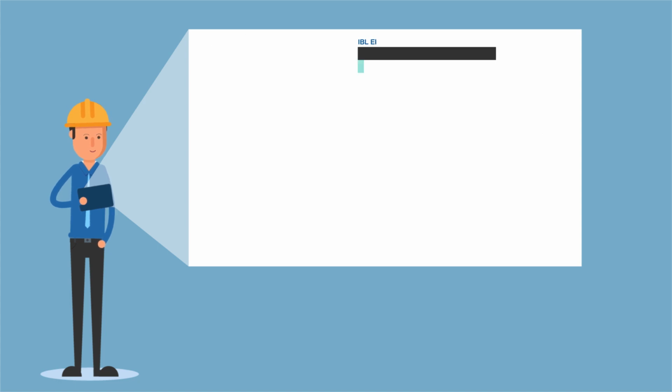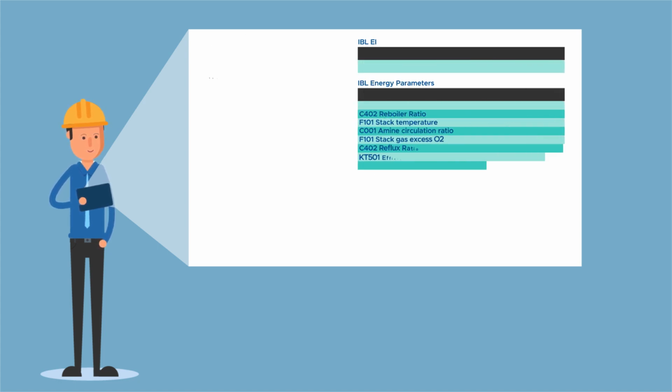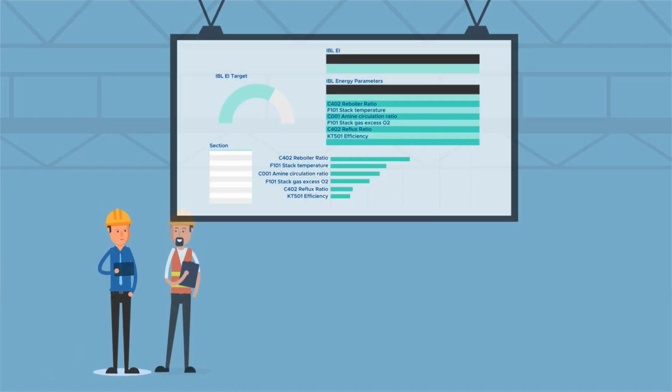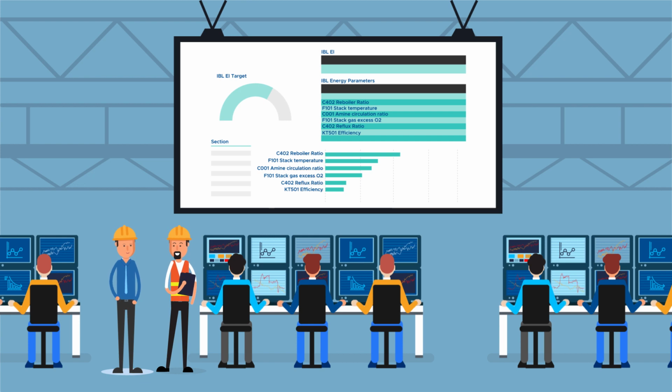Running down the list of energy performance indicators, you see a significant contributor is the reboiler ratio of the de-ethanizer column, which is far higher than target. On your morning visit to the control room, you chat with the day supervisor about it, and he already knows about it from the same dashboard he views on a large screen in the control room, and has instructed his panel operator to reduce the reboiler ratio.